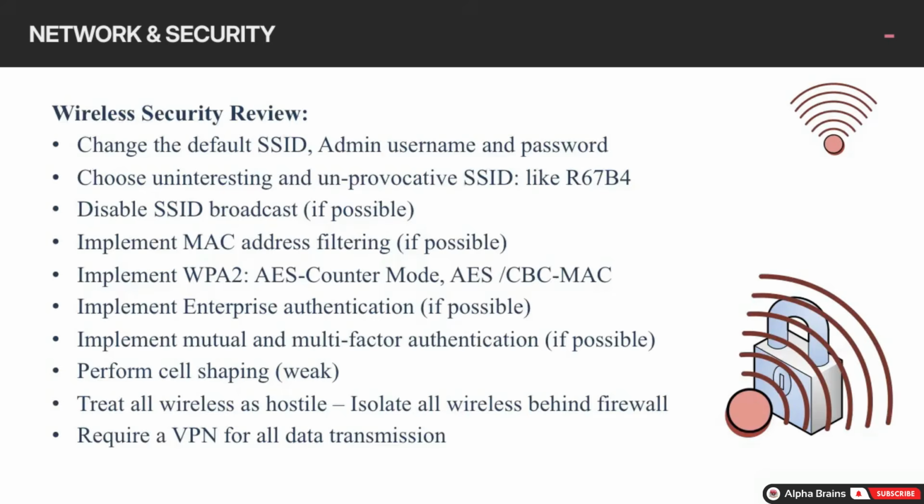Next, if possible, implement WPA2, which includes the use of the Advanced Encryption Standard in Counter Mode and the use of Cipher Block Chaining Message Authentication Code for data integrity validation. You want to implement enterprise authentication if possible. Now, home users don't have RADIUS servers and directory services available typically, and as a result, they would use the personal level or home level of authentication and encryption.